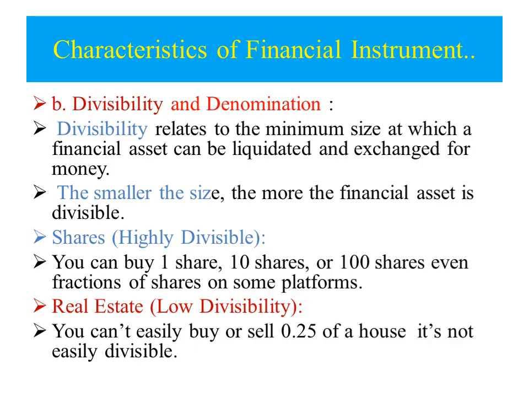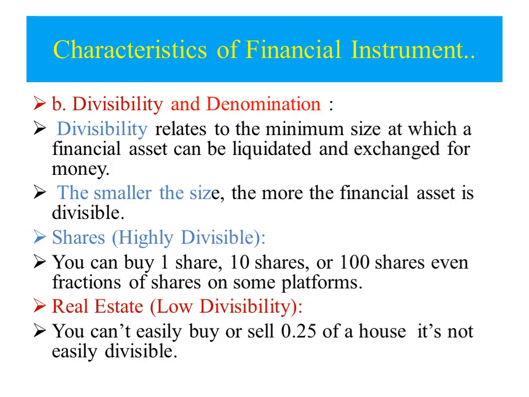Let us take an example. Shares are highly divisible. Real estate is low divisible. Why? Let us see the example. You can buy one share, or 10 shares, or 5 shares, or 100 shares, even fractions of shares on some platforms.